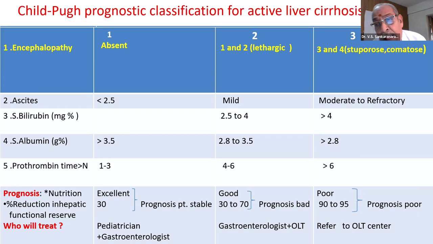But if the child's Child score is 2, it is moderate. That means the child will be having mild jaundice, grade 1 encephalopathy, that means neurosensory behavior disorders, and albumin will be mildly decreased, maybe 3 to 3.5. Serum bilirubin is 2.5 to 4, prothrombin time prolonged by 4 to 6, and mild to moderate malnutrition. You leave it to gastroenterologists, and we will be treating them in consultation with the liver transplant person. Grade 3 is, of course, very severe, end-stage liver disease. Everything is out of control. You have to hand it over to the liver specialist.